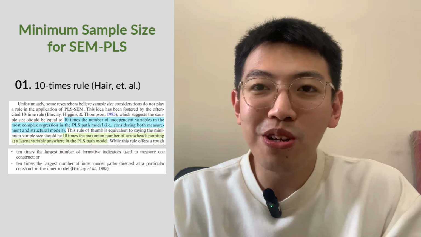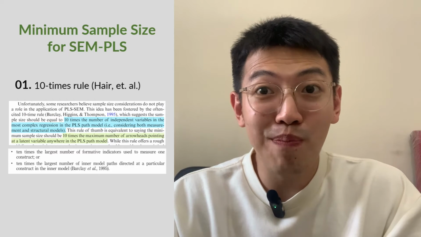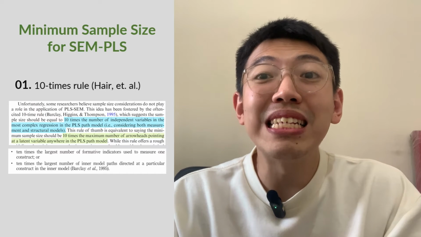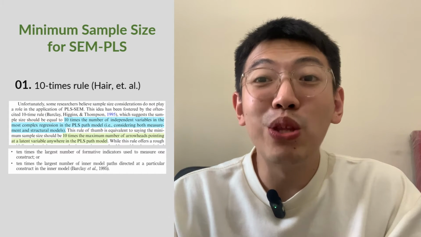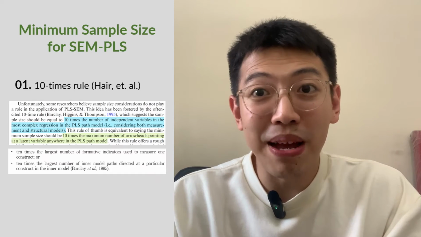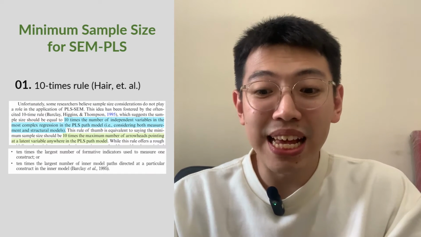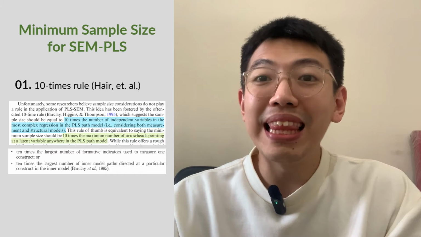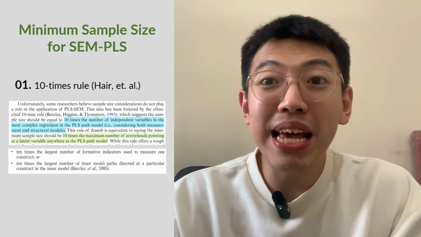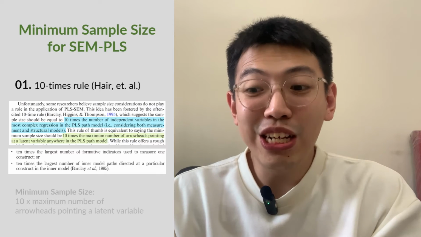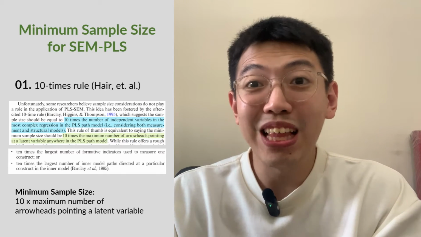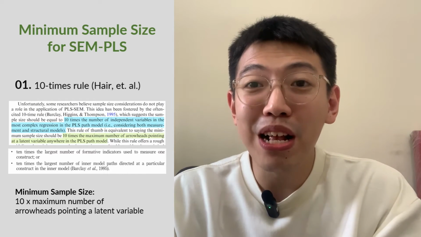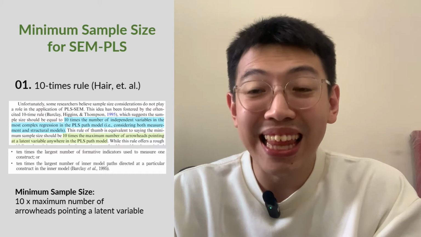As you know, the measurement model is the outer model. It is the relationship between the variables and also the indicators. And the structural model is the inner model that shows the relationship between independent variables and dependent variables. Or in other words, it can be said that it is 10 times the maximum number of arrowheads pointing at a latent variable anywhere in the PLS path model. So if I conclude, the minimum sample size based on the Hair et al. 10 times rule is 10 multiplied by the maximum number of arrowheads pointing at a latent variable.